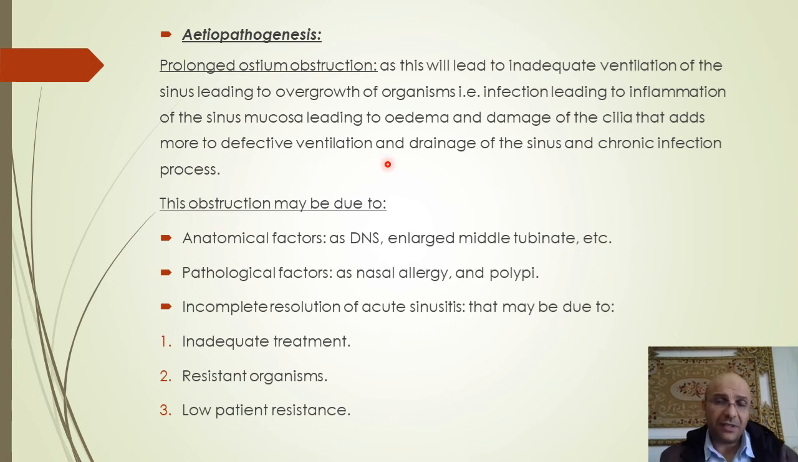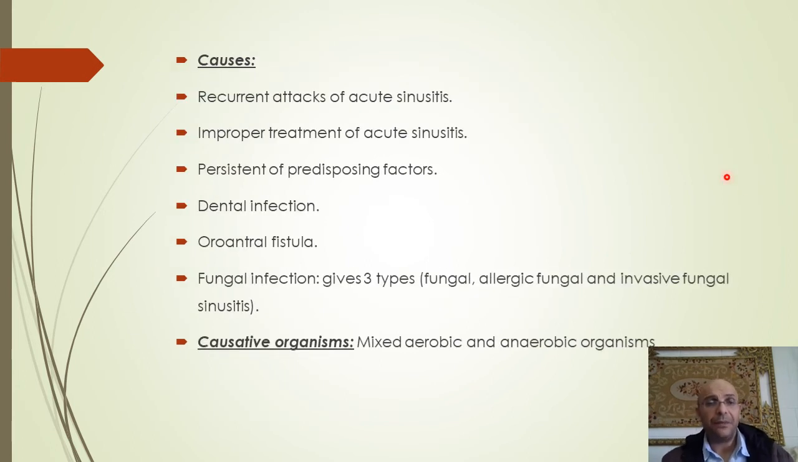Resistant organisms occur in patients with HIV or uncontrolled diabetes. Causes: recurrent attacks of acute sinusitis, improper treatment of acute sinusitis, persistence of predisposing factors, dental infection or antral fistula. The infection may be fungal: allergic fungal and invasive fungal sinusitis. The causative organism is usually mixed aerobic and anaerobic organisms.